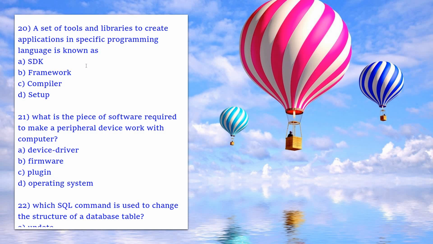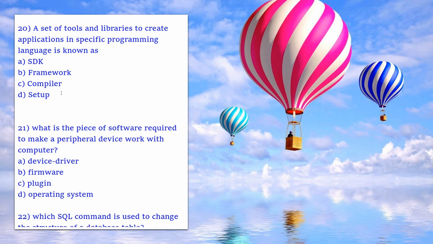A framework is a set of tools and libraries with which you create applications. See, SDK contains tools and libraries, but you cannot use an SDK alone to create applications. You need certain frameworks for creating applications. Certain programming languages use various frameworks; Java, for example, uses frameworks like Spring and Hibernate. So read the question carefully: set of tools and libraries that are used to create. When you read tools and libraries, you directly go and mark SDK, but there is a continuation, to create applications. So frameworks are used to create applications with tools and libraries.